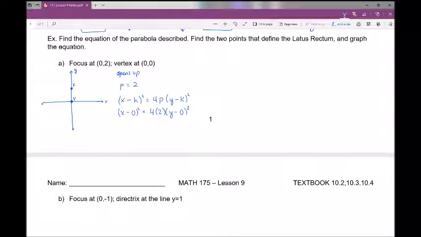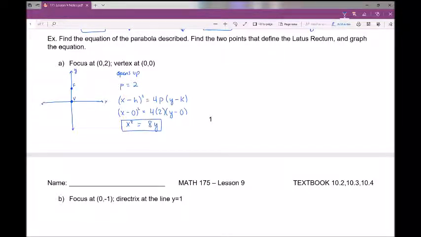sorry, this should not be squared. That's my fault. So we have x squared is equal to 8 times y. So that is our parabola in standard form. That is a perfectly good equation, and I would totally accept that.